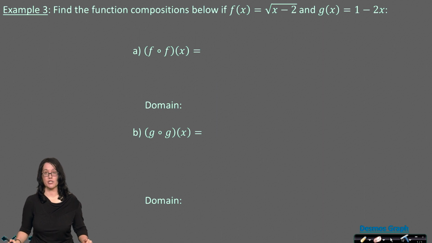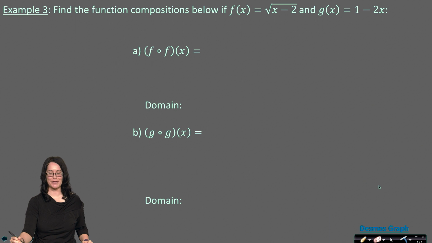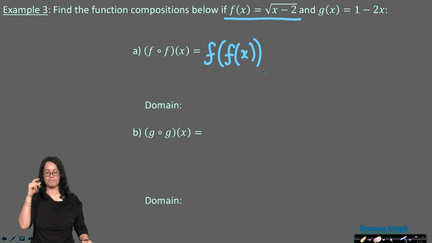Find the function compositions for f of x equals the square root of x minus 2 and g of x equals 1 minus 2x. The first part, A, says f of f of x. So I'm going to write that out. Hopefully you tried it yourself and now you're just checking. As f, let me make f my blue function this time, depending on f again and evaluated at the generic x value, not a specific one.